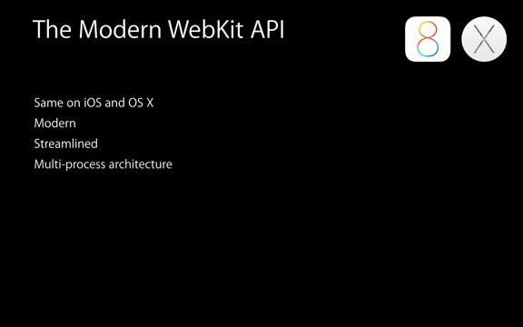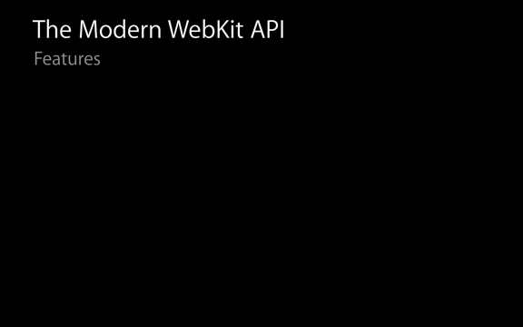And we're using the multi-process architecture that we're also using in Safari on OS X since Lion, and now on iOS with iOS 8. In fact, one of the goals we had with this modern API was to take a lot of features that were previously only available to Safari and give you access to them.